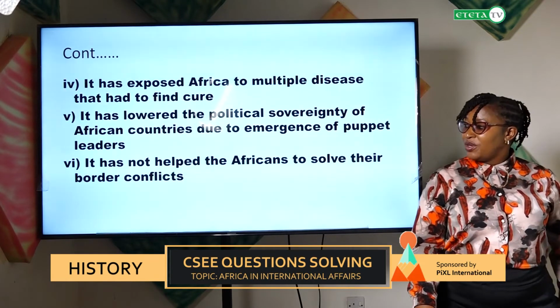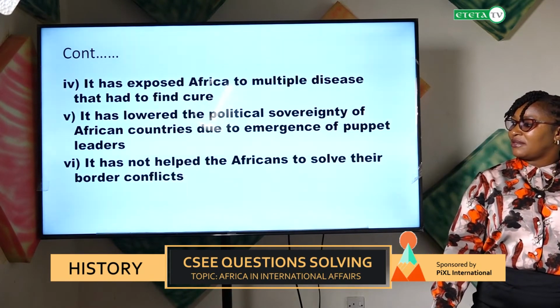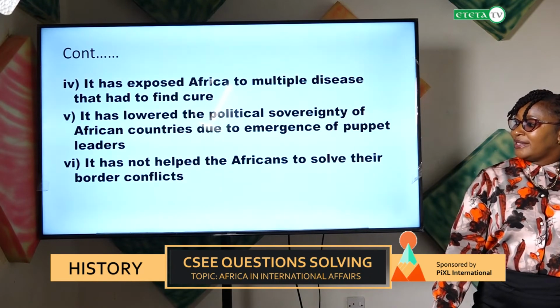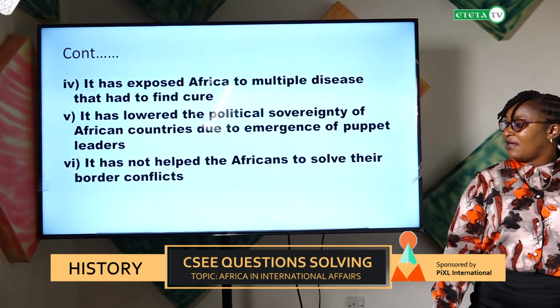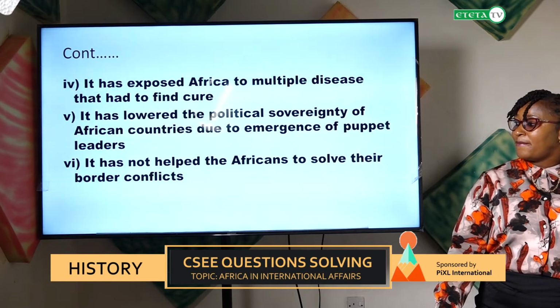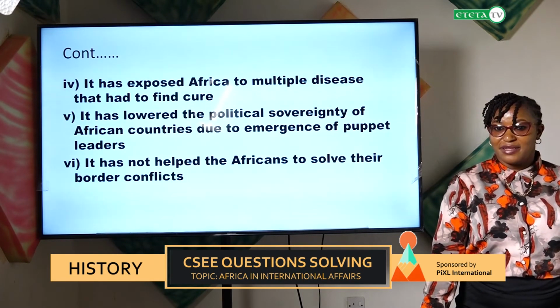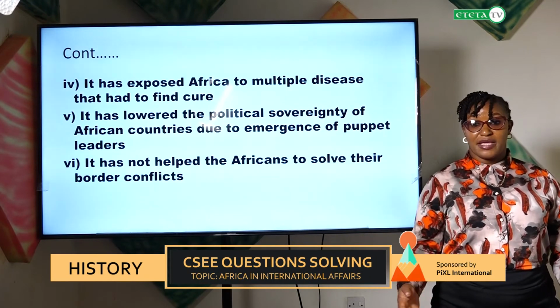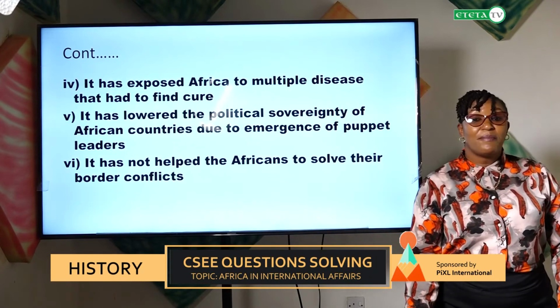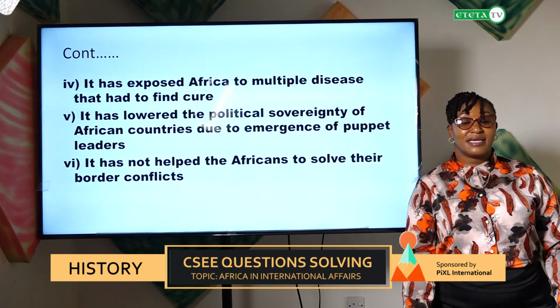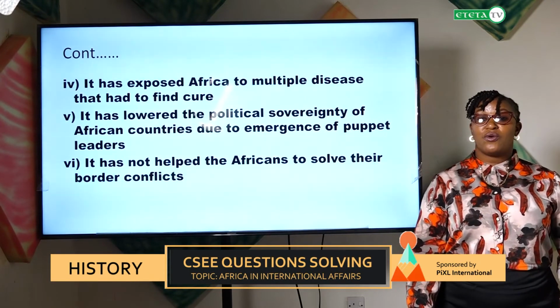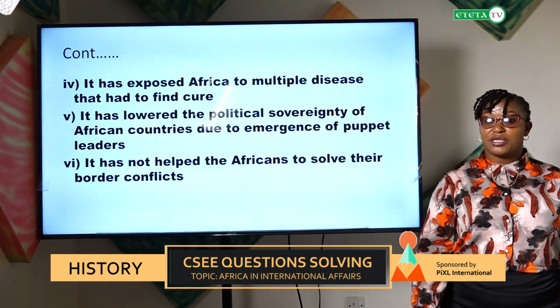Point number 6, which must be the last point under this, it has not helped Africans to solve their border conflicts. Some African countries are still suffering and fighting due to their borders. For example, the conflict between Tanzania and Uganda was over the Kagera region.